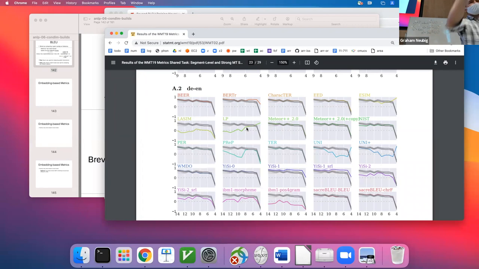How capacity can still go up? Okay. So what do you mean by capacity? Like how big the model is?